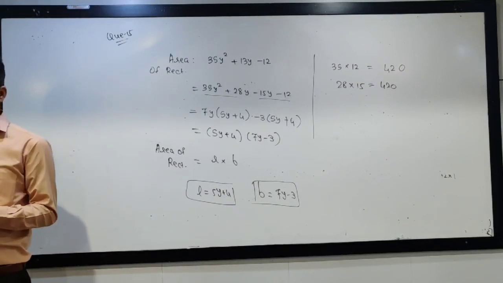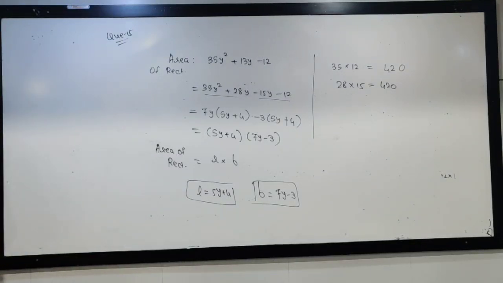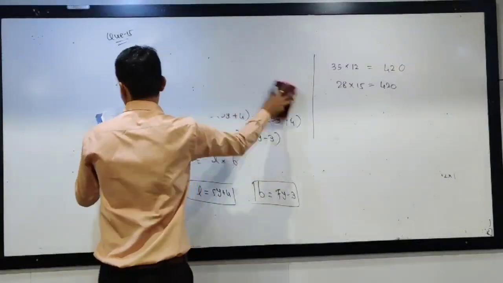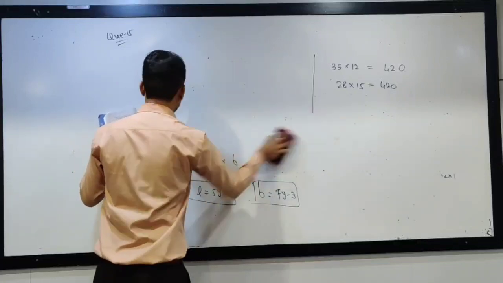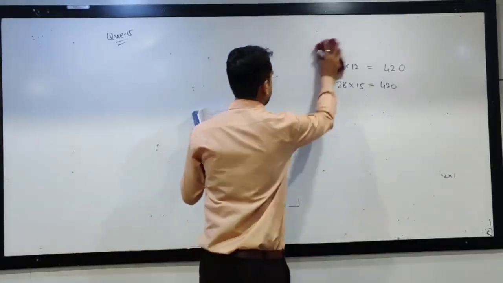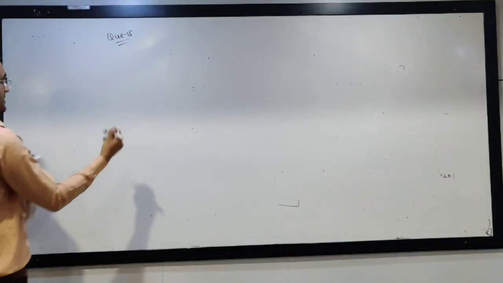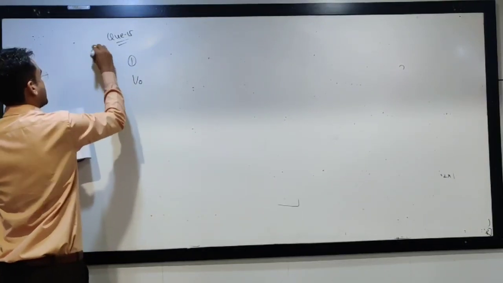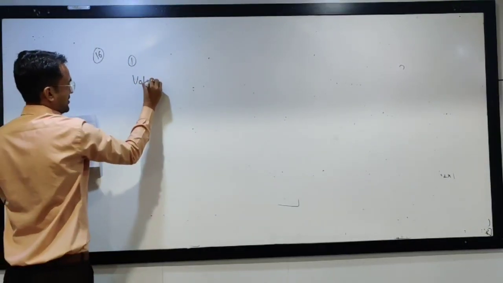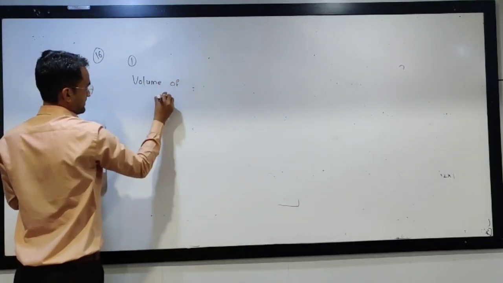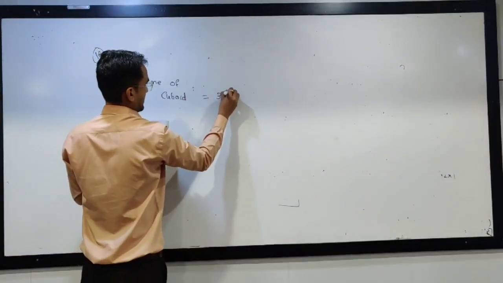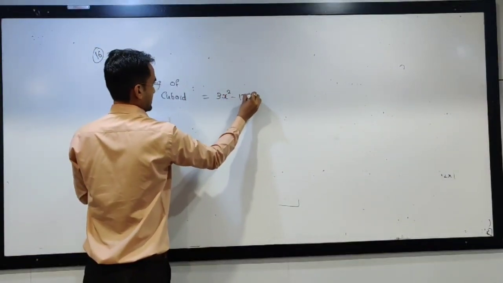Simply we have to find the possible expression or dimensions of the cuboid. Here we have been given the volume of the cuboid. Okay, what is given? Volume, first one, question number 16. Volume of cuboid is given. What is this? 3x square minus 12.